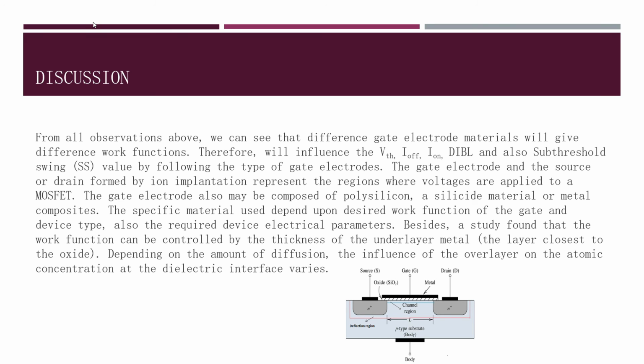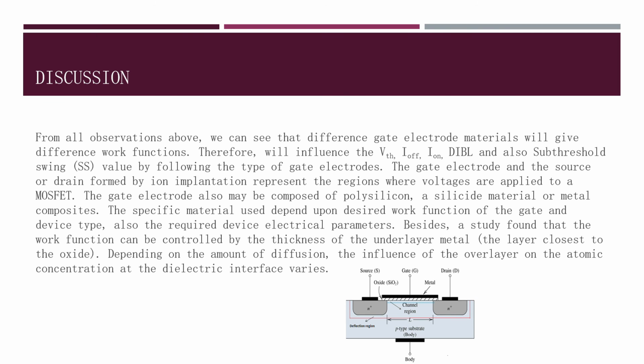Next, from all observations above, we can see that different gate electrode materials will give different work functions. Therefore, this will influence the VTH, I-off, I-on, DIBL, and also the subthreshold swing value, depending on the type of gate electrode. The gate electrode and the source or drain formed by ion implantation represent the regions where voltage is applied to a MOSFET. The gate electrode also may be composed of polysilicon, a silicate material, or metal composites.